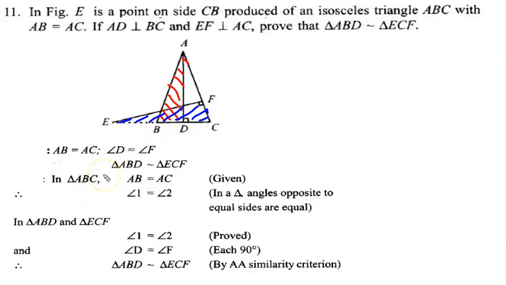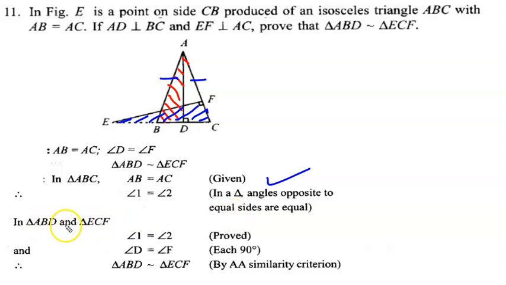So when we take triangle ABC, AB is equal to AC, these two opposite sides. So when they are the same, it is given. Therefore angle 1 is equal to angle 2. So these two opposite angles become the same. Because opposite sides are equal, the angles are also equal.